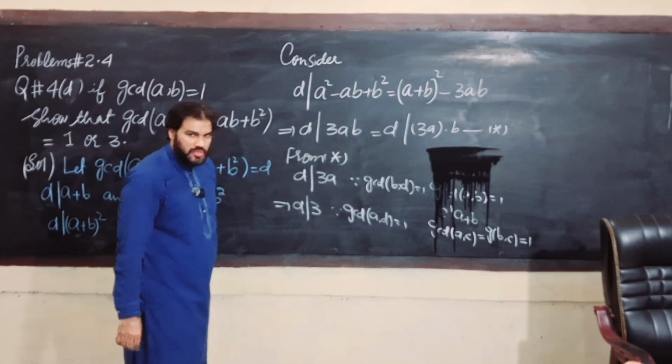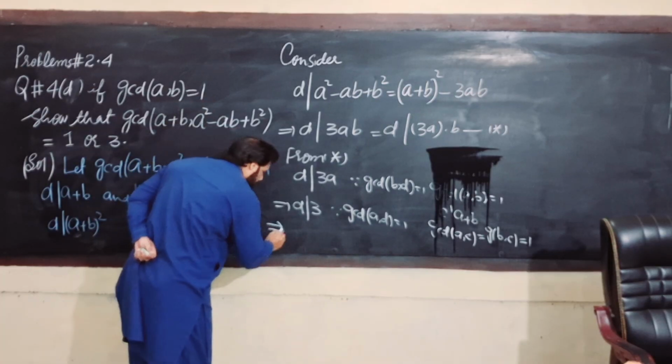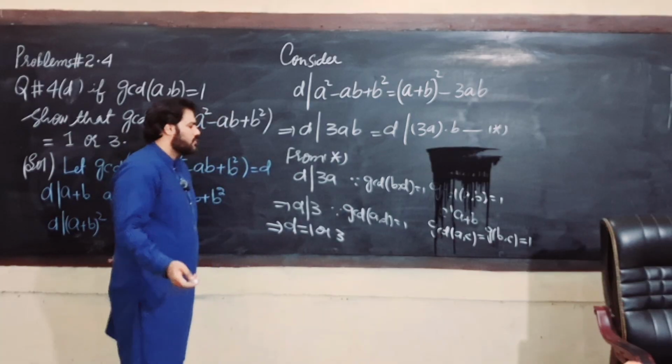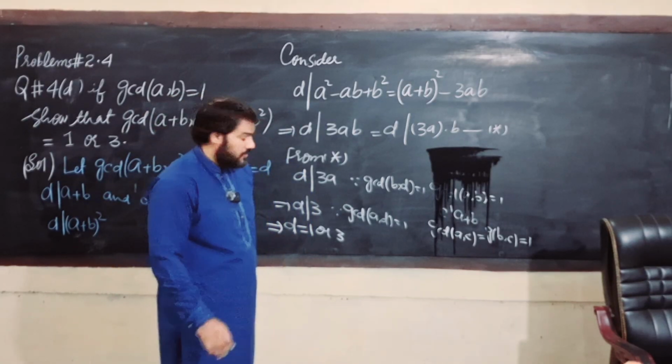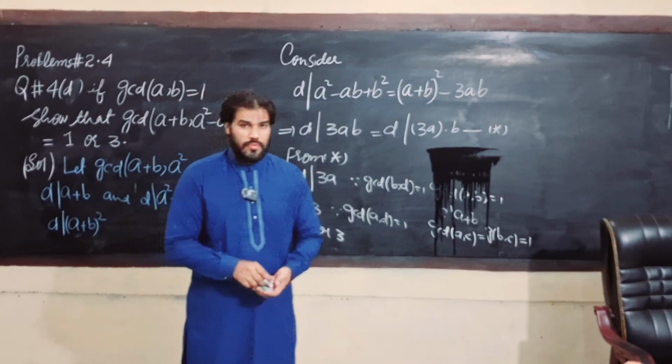As d is a positive integer that divides 3, it is possible only when d is equal to 1 or 3, because these are the only two positive integers that divide 3 exactly. These are equal to 1 or 3, and it completes the proof.